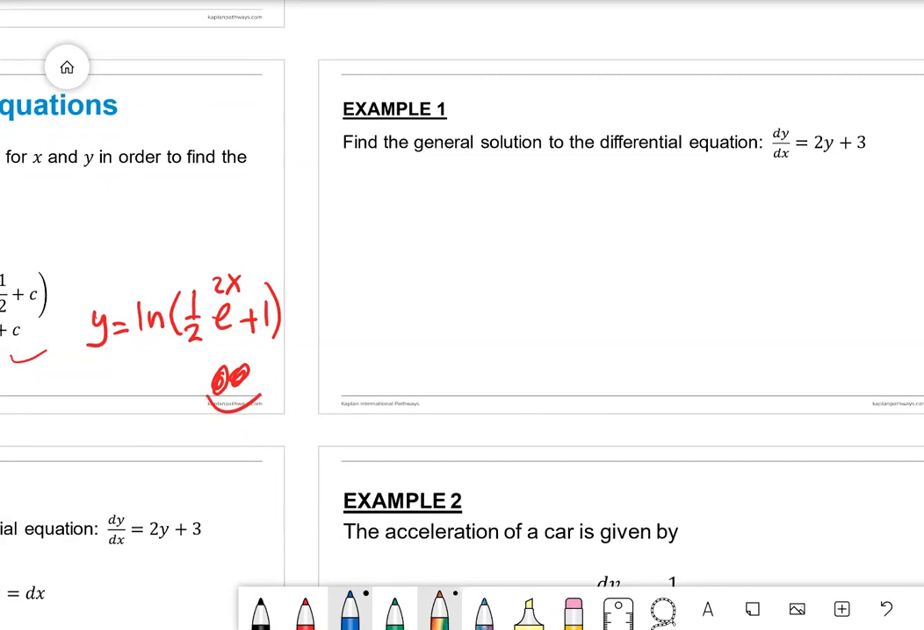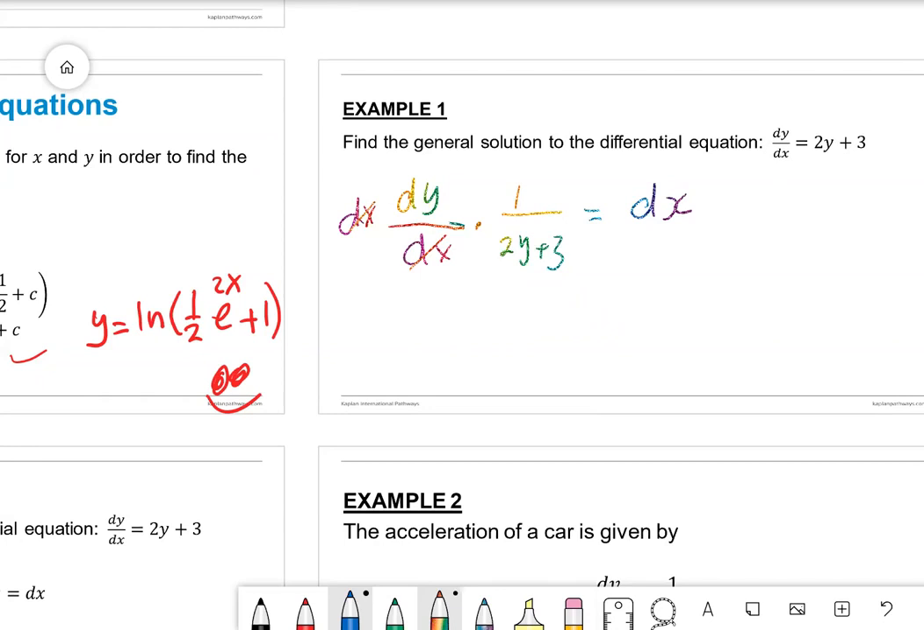So this will be dy over 2y plus 3 over dx, and this is multiplied by 1 over 2y plus 3 equals, well, I'm going to multiply both sides by dx as well. So there's going to be dx here and this dx here, so they will cancel each other. So basically, I put the dx on one side and the dy on the other side.